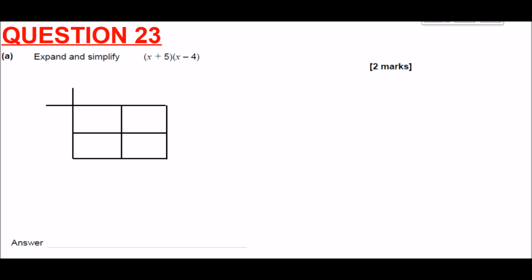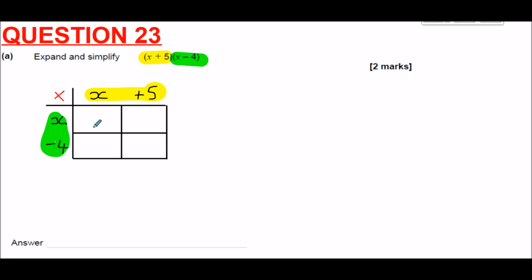So here, the two brackets we've got, one's x plus 5, so I'll put x plus 5 along the top. Doesn't matter which order you put them. I could have put x plus 5 down here, but because I've put this one along the top now, I'll put x minus 4 down the bottom. And because we're expanding brackets, we're going to multiply these out.